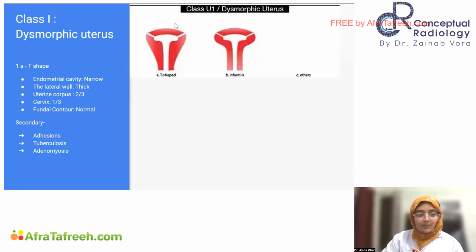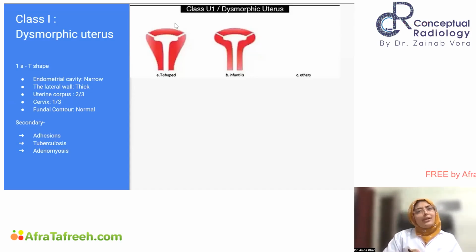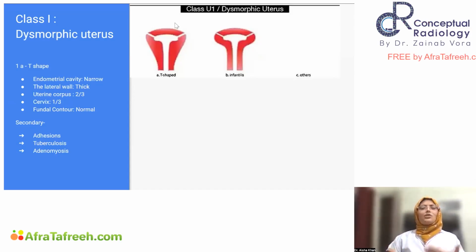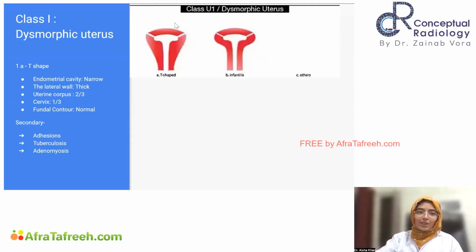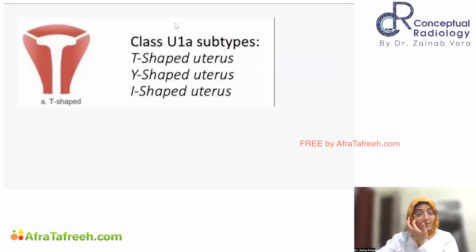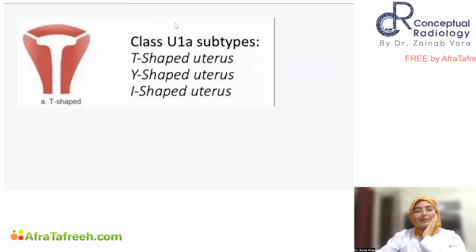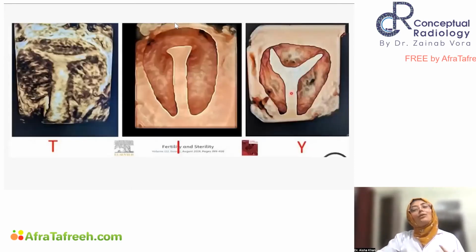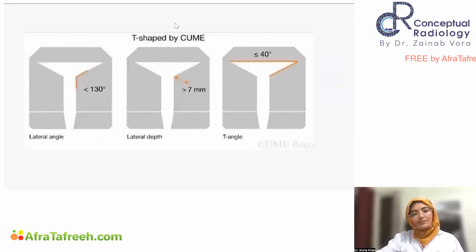This is T-shaped. Now in your viva, they can ask you, is a secondary T-shaped uterus also possible? It is possible. Anytime any distortion is happening, because of adhesions, because of TB and adenomyosis, you can get a secondary T-shaped uterus. So this is class 1A, that is T-shaped uterus. Apart from T-shape, you can have so many shapes here, a T-shaped, a Y-shaped and an I-shaped. So we can look at all 3 of the variants.